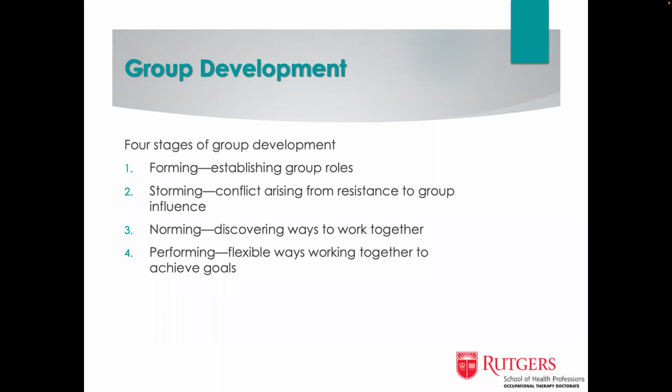Norming is the 3rd stage. That's discovering ways to work together. So post-conflict, we're now all figuring out how to work together so that we can be successful in the creation of this group, right? And then performing: flexible ways of working together to achieve goals. Now the group is formed, they are working well together, and now we're going to work towards achieving our goals.